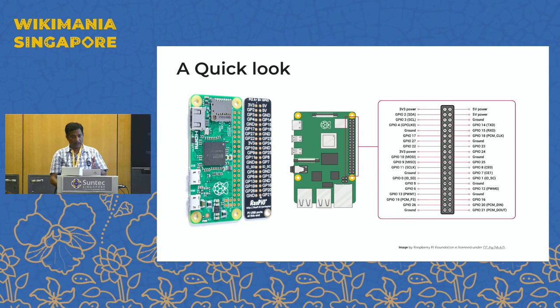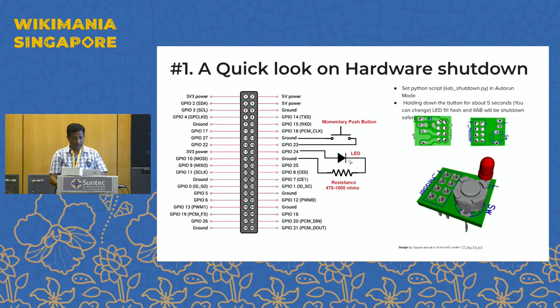And the middle one is the Raspberry Pi 4 version, which has more memory, and you can get more speed. So yeah, this is the quick solution.